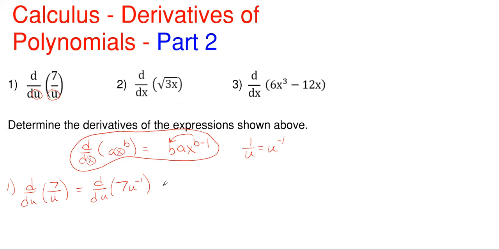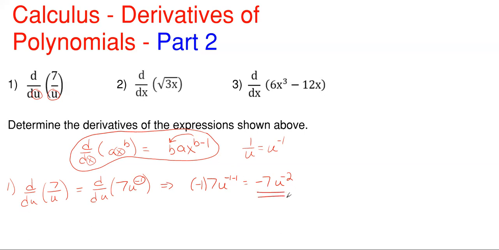So taking the derivative of this with respect to u, we're going to have our 7, which remains, it's our constant. And then we're going to have our variable u. We're going to take our power and drop it in front and multiply everything in the expression by that. So minus 1. And then our power will be the original power of minus 1 minus 1. So let's simplify this down a little bit here. So negative 1 times 7 gives me negative 7 u, and then minus 1 minus 1 gives me minus 2.